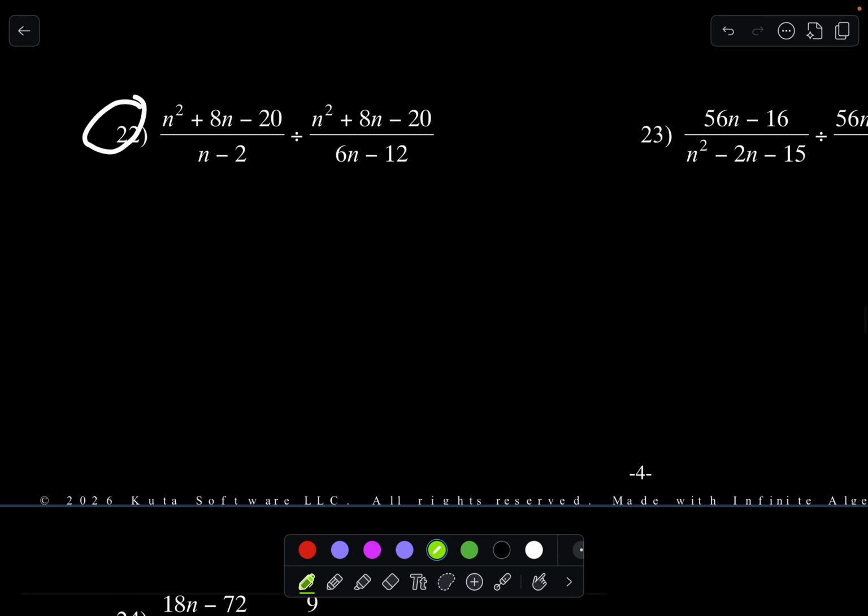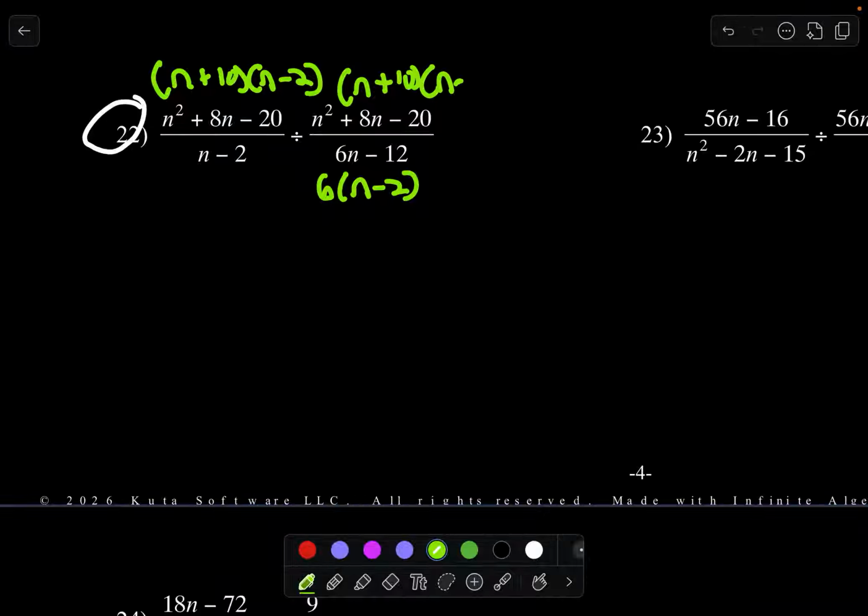All right, and 22, factor everything. This is division again, so this would be 6n minus 2. This one up here would be n squared plus 8n minus 20, so that'd be n plus 10, n minus 2. And then this one right here is the same thing, n plus 10, n minus 2. We reciprocate everything.